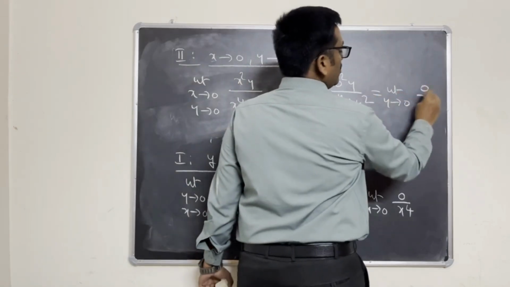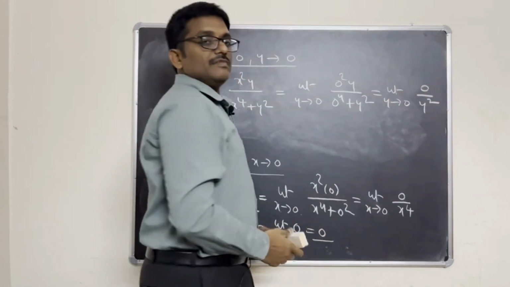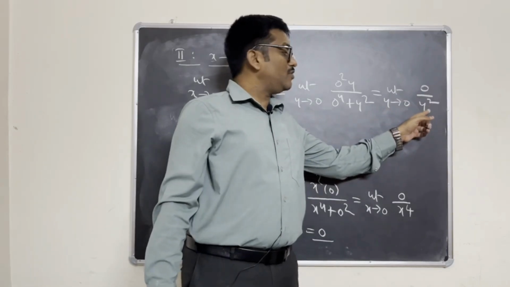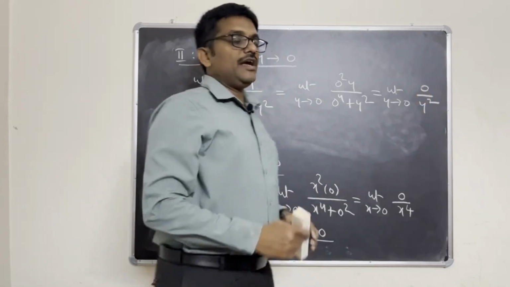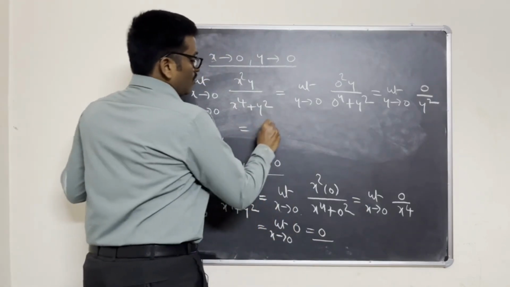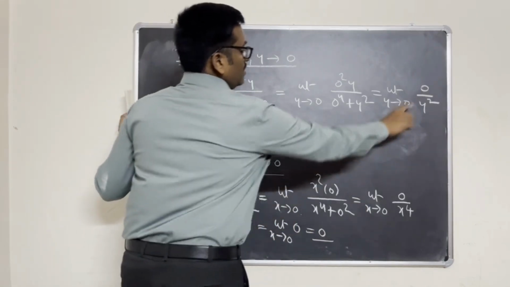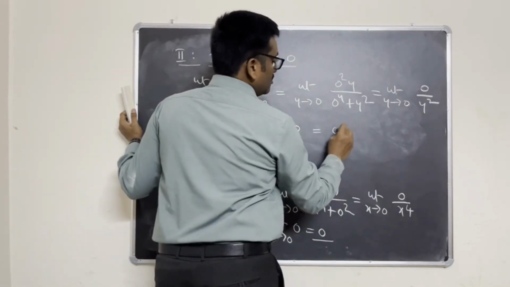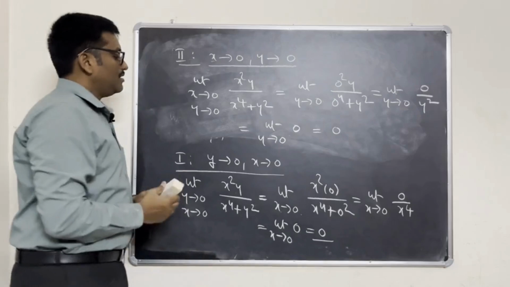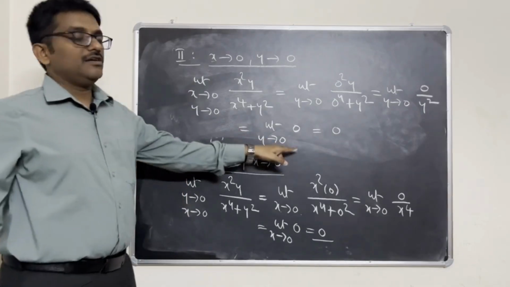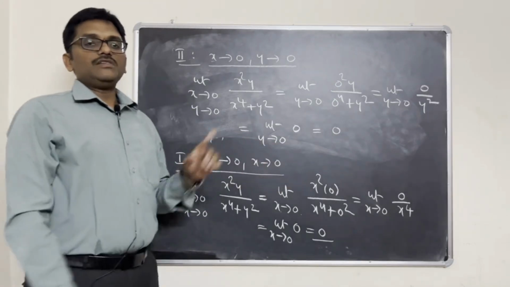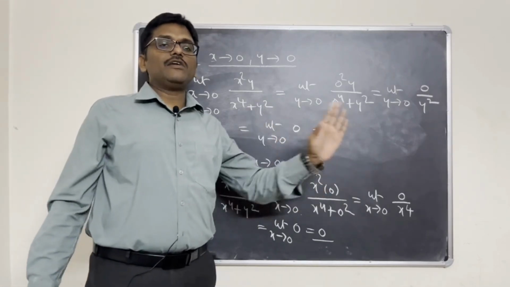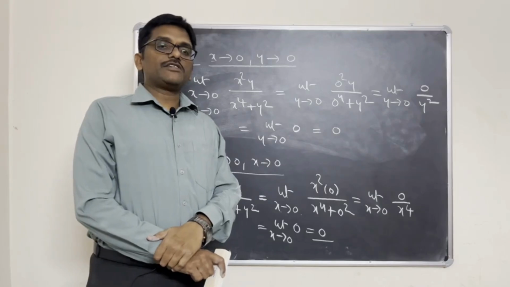Here we got 0 by y square. It is clear that y tends to 0 means y is not 0. A non-zero term we have in denominator, 0 we have in numerator. So we can write this term is 0, that is equals to 0. Here along path 1, path 2 we got same limit. Because we are evaluating limit at origin, along remaining paths also we have to verify the limits.